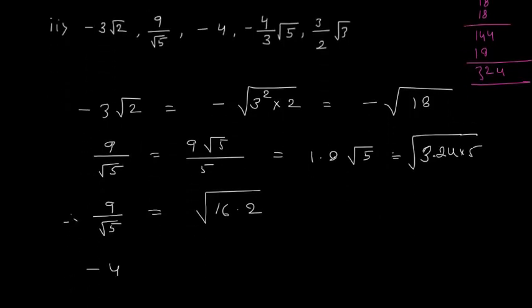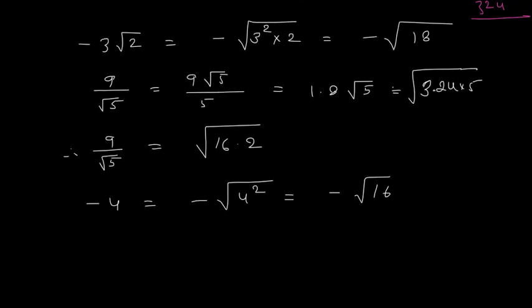Okay, third number is minus 4. So minus 4 we can write as minus root of 4 square, that is minus root 16. Next number is 4 by 3 into root 5. So 4 divided by 3 root 5.